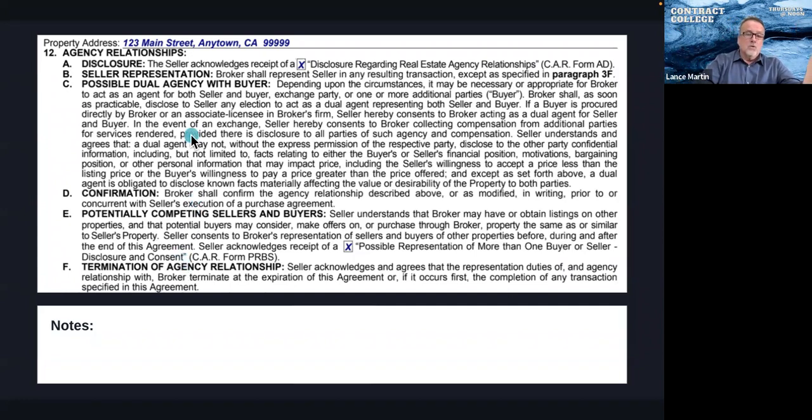We talk about dual agency. We talk about confirmation. We talk about competing buyers and sellers. We talked about terminating the agency relationship. So everything here is basically pulled out of the AD form that we talked about last week.